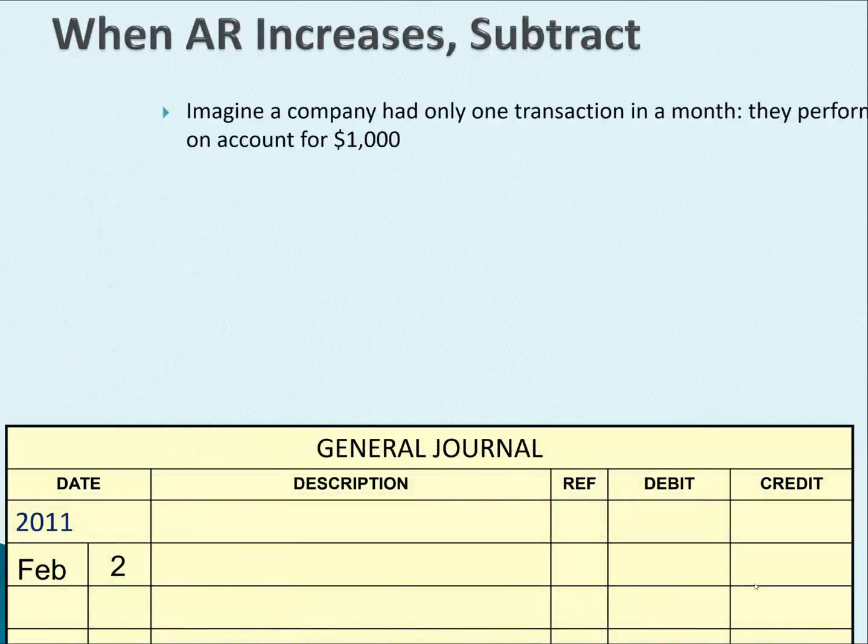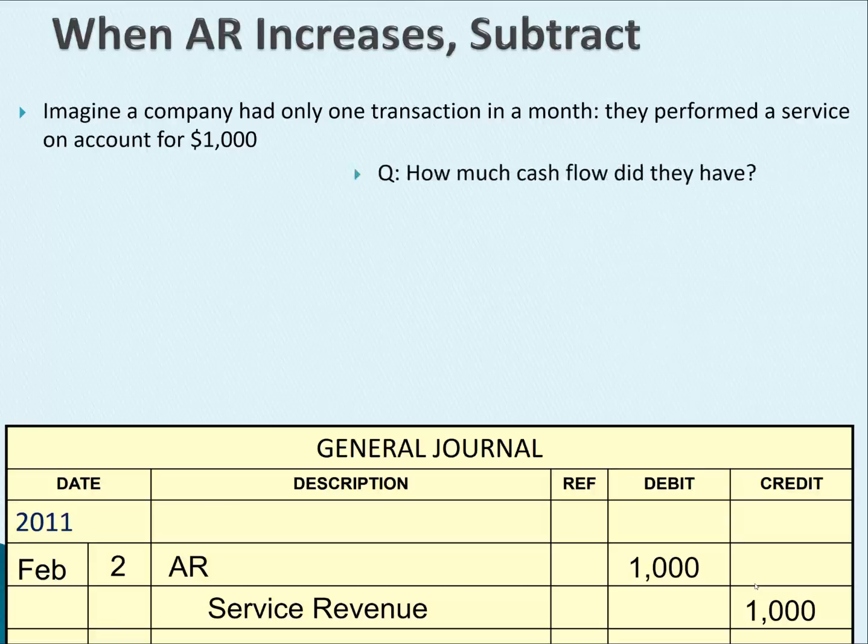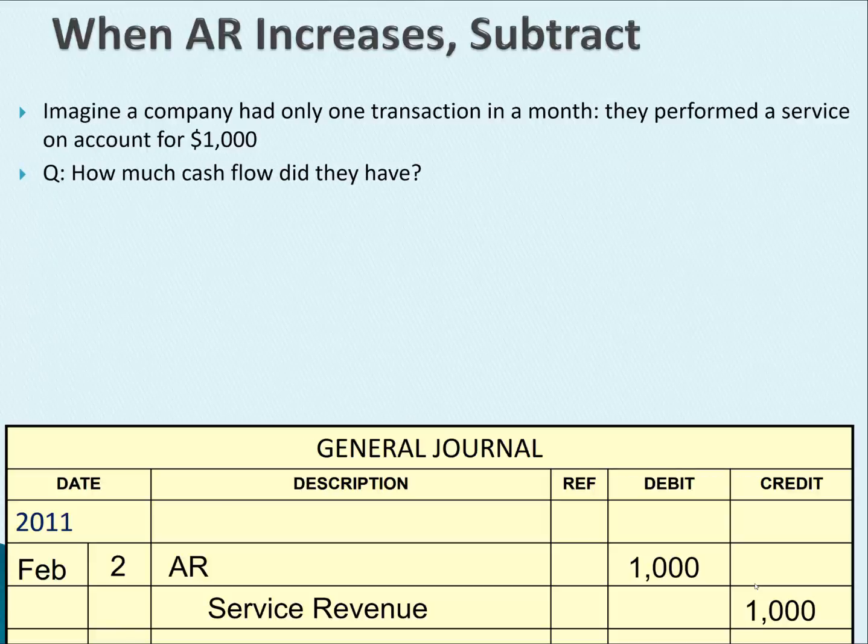So we're going to do the world's easiest statement of cash flows. The company is going to have only one transaction for the month. So imagine a company had a transaction that was performing a service on account for $1,000. So if we performed a service on account, AR is going to increase. That's our debit account. And service revenue is going to increase. Now remember, this is the only transaction for the month. So how much cash flow did this company have? Well, cash isn't affected at all, so cash flow was zero.